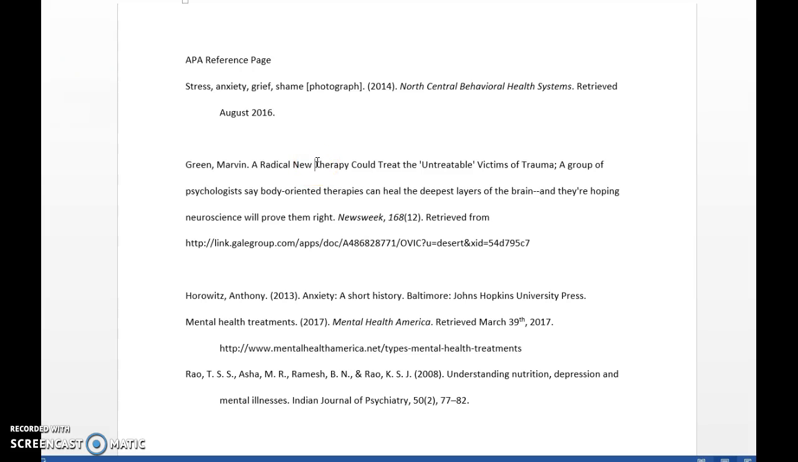And again, I use my handbook. I have my little Siegel handbook sitting right here on my desk in front of me. I don't expect you to memorize these things. I do expect you to know how to use your handbook or the Purdue OWL or the updated PDF that is posted to help you look at those samples and apply them to your own entries.